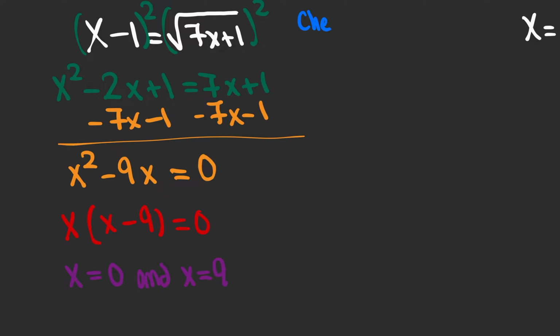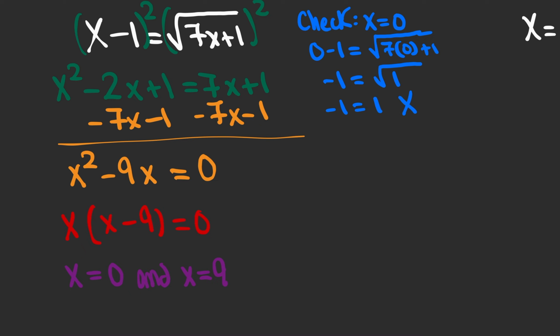So we have our first check with x equals 0. So we have 0 minus 1 is equal to the square root of 7 times 0 plus 1. That's going to leave us negative 1 on the left side. And on the right-hand side, we have 7 times 0. That's 0 plus 1. That leaves you with 1. So we have negative 1 is equal to the square root of 1. Well, the square root of 1 is going to be positive 1, so this one does not work out.